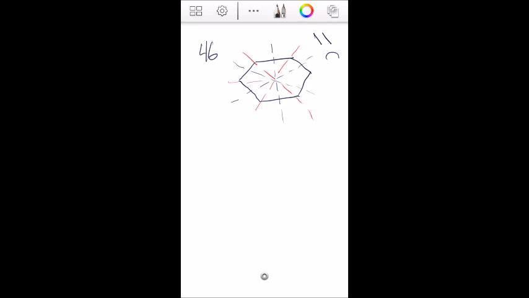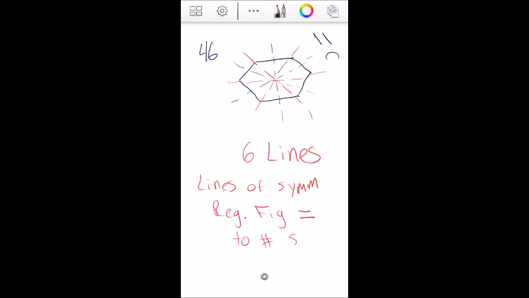Little tip. The lines of symmetry in regular figures is always equal to the number of sides. So how many sides does this figure have? 1, 2, 3, 4, 5, 6. So it has 6 lines of symmetry, which is answer choice C.